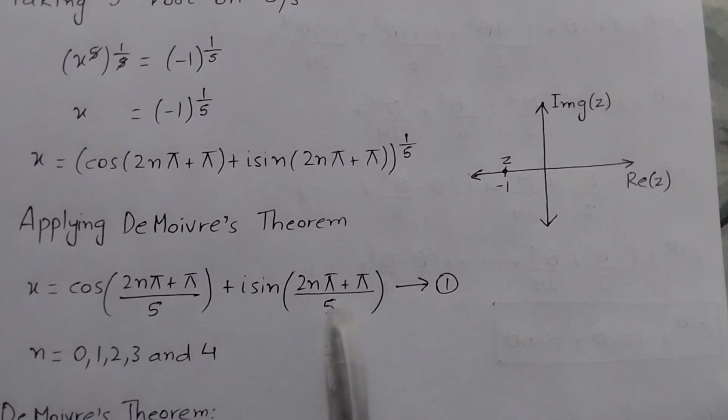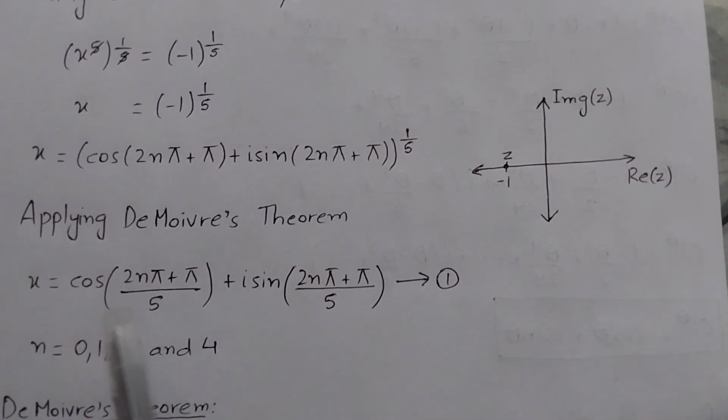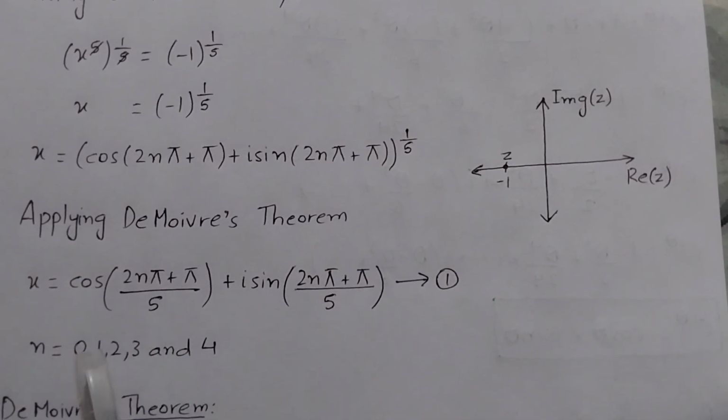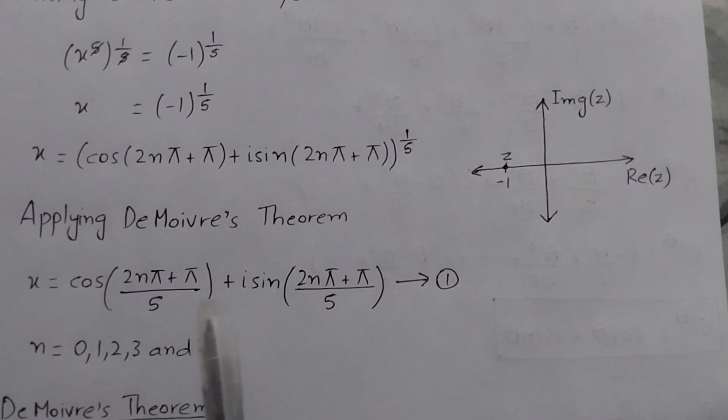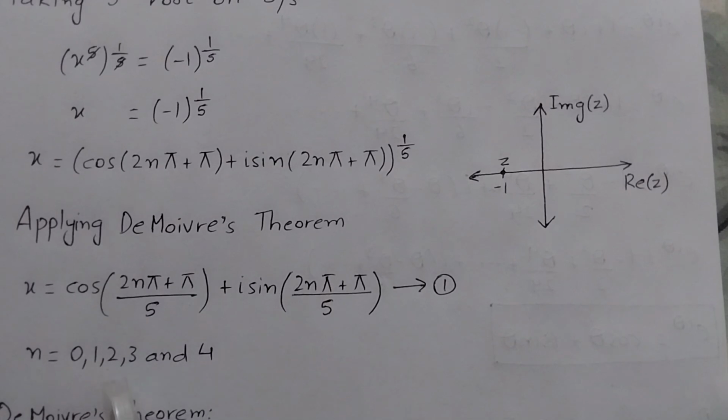So this is the final answer, and we'll just put values of n from 0, 1, 2, 3 up till 4, because this equation has only 5 roots. If we put the values of n any further, we won't be getting any different roots. Those roots will be the same as these, the roots coming from putting these numbers.